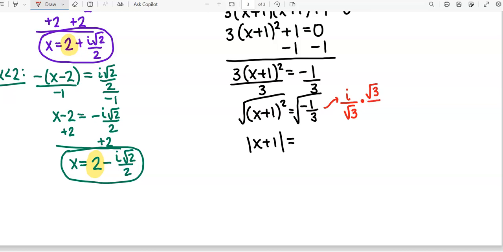Yep, multiply by the square root of 3 top and bottom. I'm really multiplying by a well-chosen 1. On the top, I'm going to have i square root of 3. What am I going to have on the bottom? 3. Because the square root of 3 times the square root of 3 is the square root of 9, which is 3. Yes, if you do it correctly.